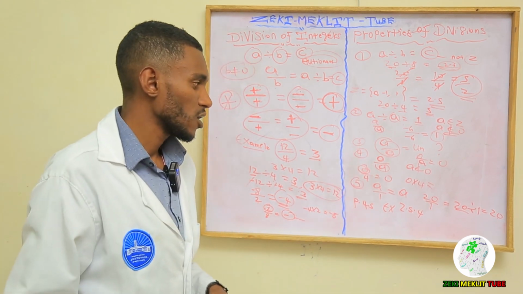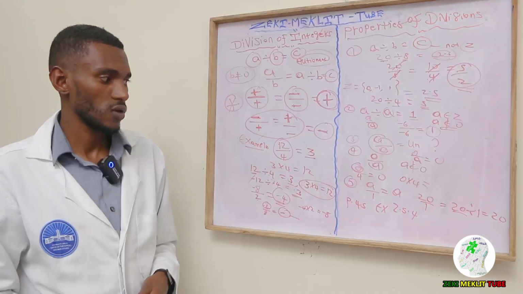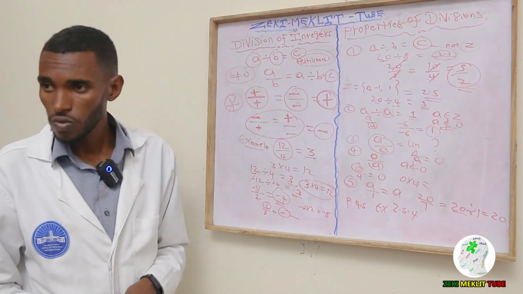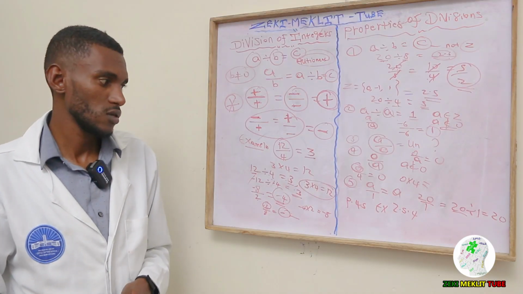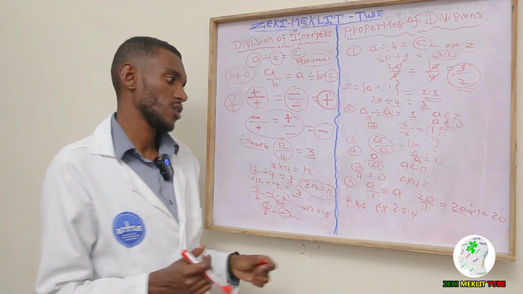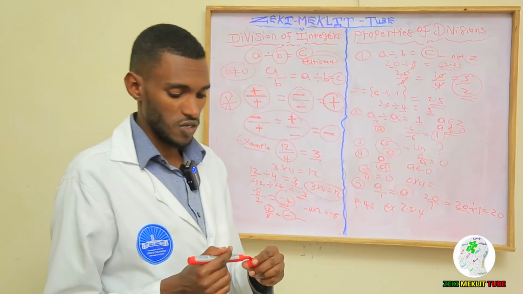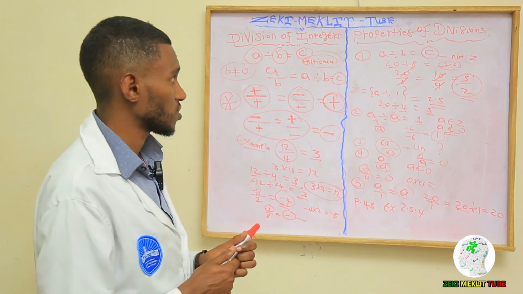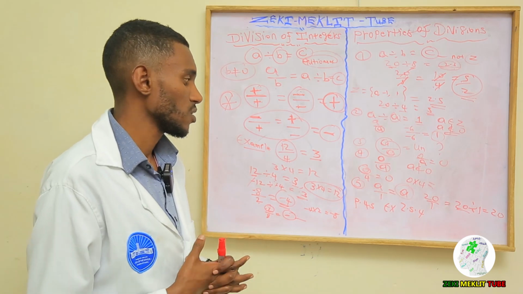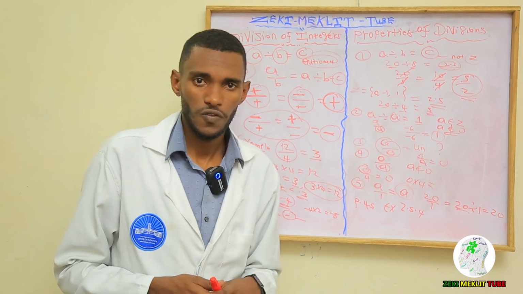The last one: any integer can be divided by 1, and the result is the number itself. So a divided by 1 is a, that means the number itself. This is the 5 properties of division. Okay, so we have already finished.